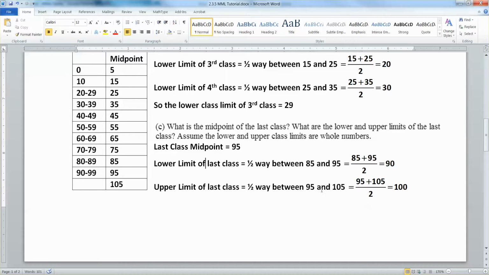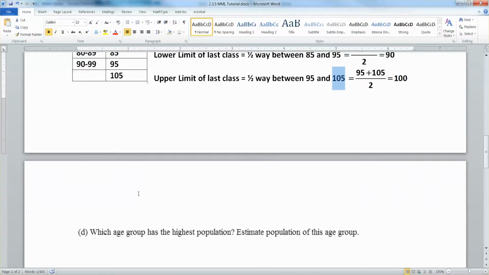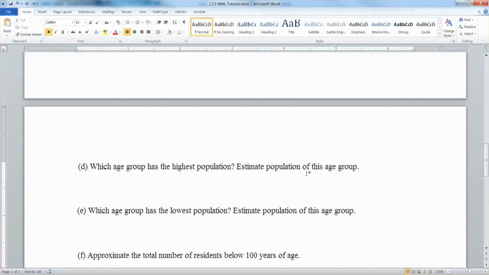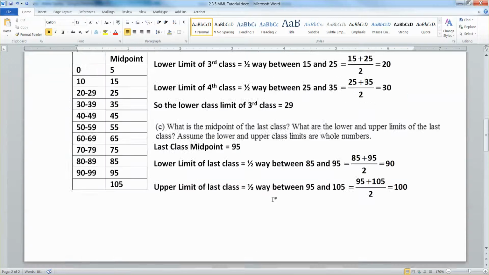There. And again, remember 105 is not truly a midpoint, but it's close enough. Okay, so now let's answer a couple of questions. Which age group has the highest population? Which age group has the lowest population? And estimate the population for each of these age groups.